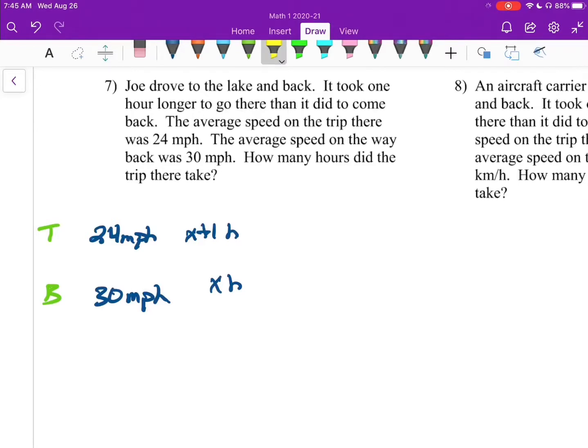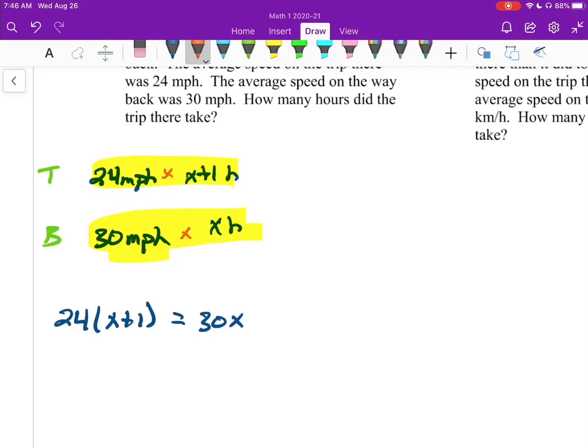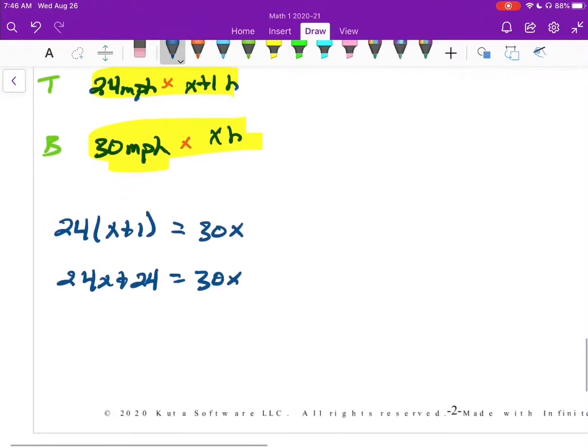And just like in number 6, these two guys have to be equal, right? Because if you multiply them together, you have the distance, and the trip there and back isn't going to change while you're there. So I'm going to have 24 times x plus 1 equals 30x, right? All I did was multiply these guys together. So I have 24x plus 24 equals 30x. I'm going to put my 24 on the right side, so I'm going to have 24 equals 6x.